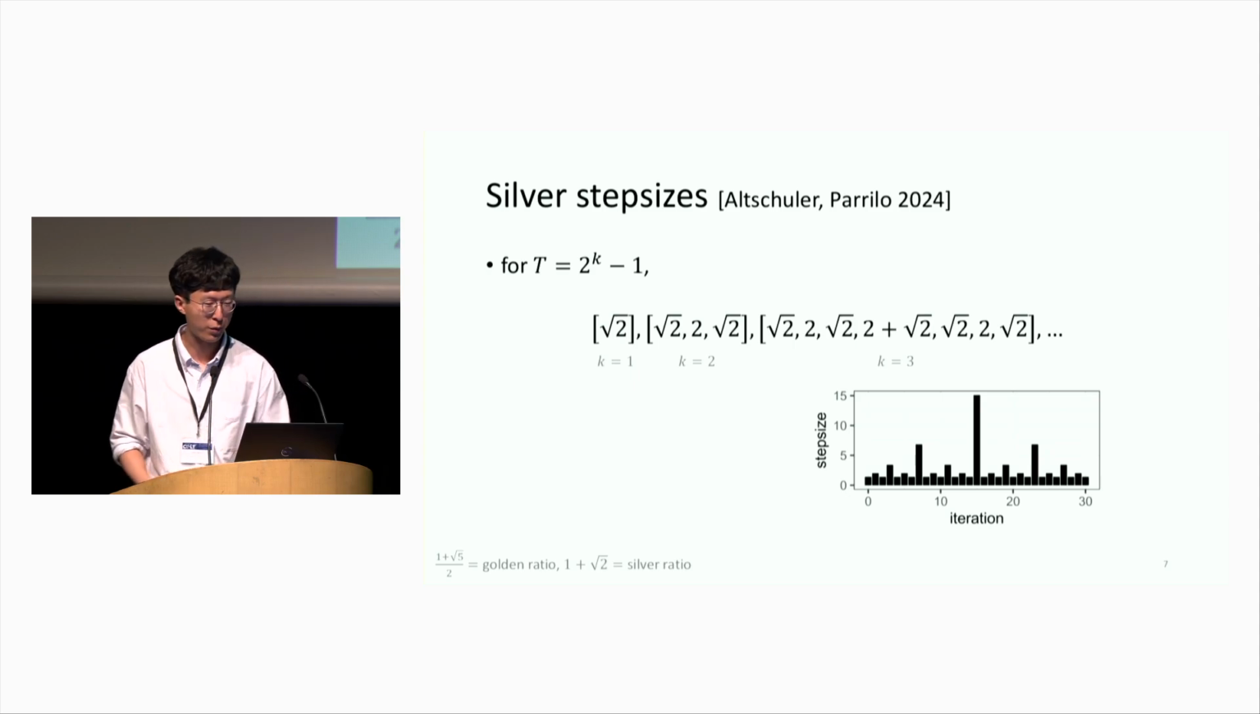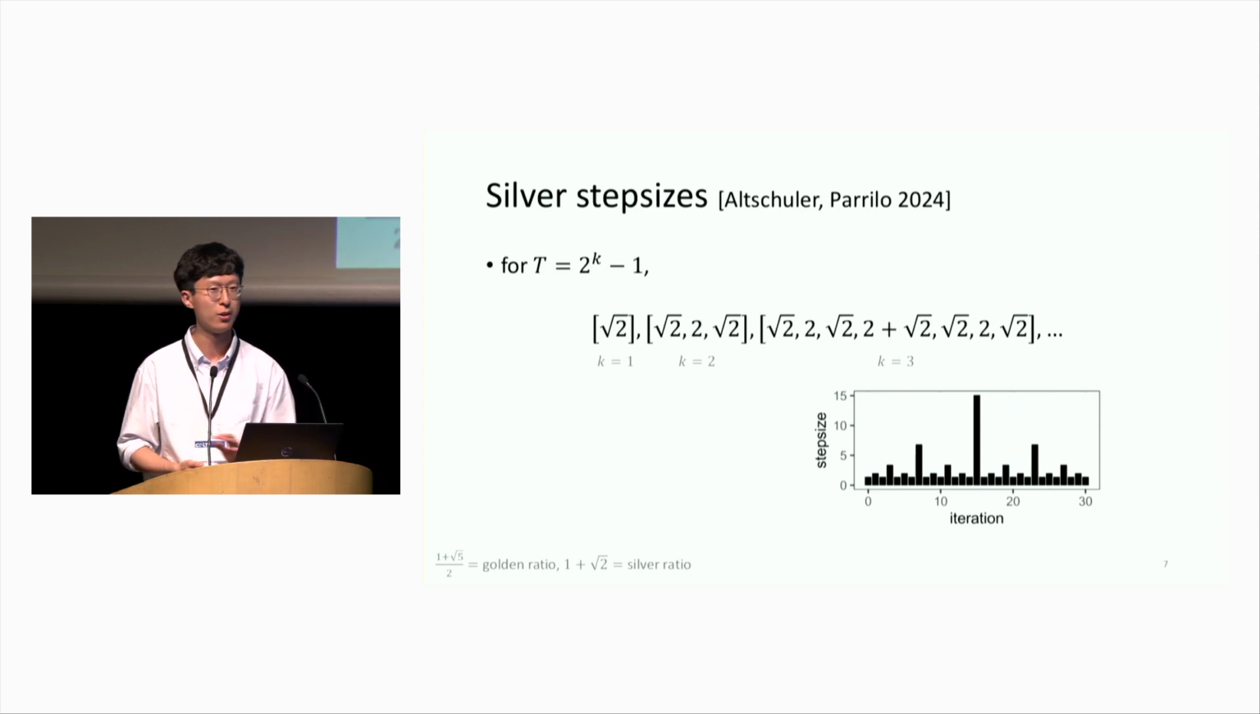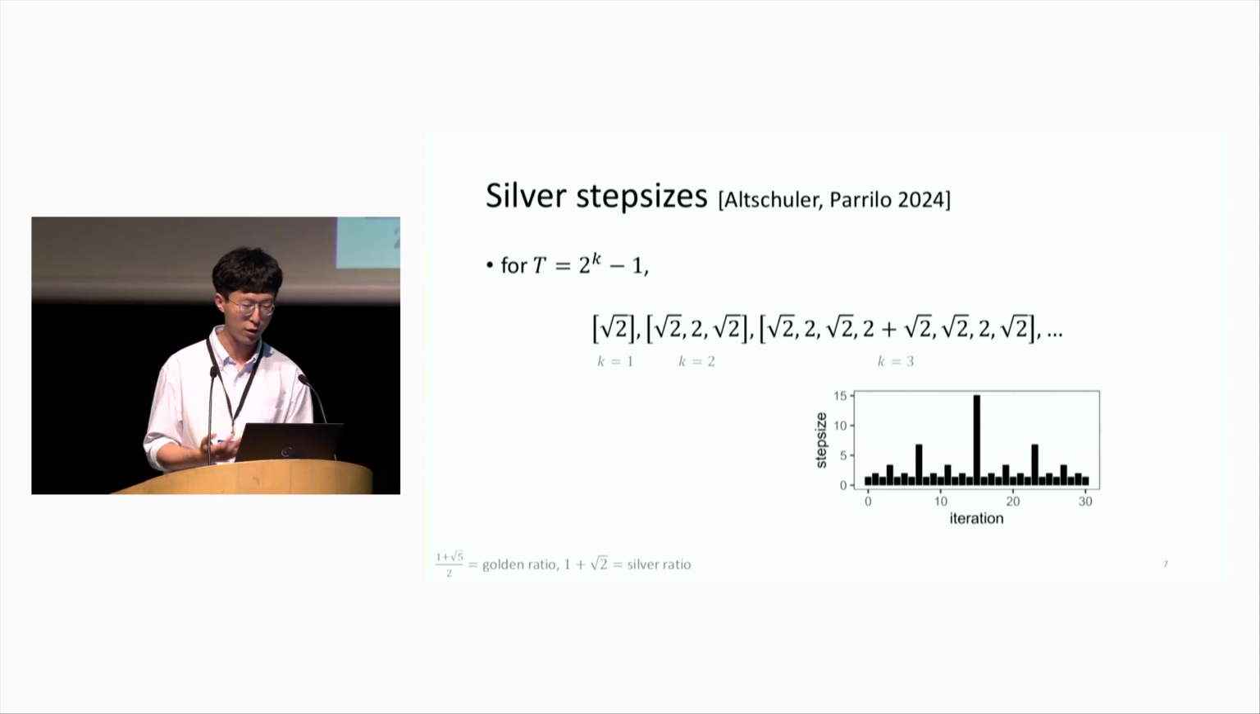So in this recent work by Altschuler and Parrilo, they introduced this sequence of step sizes called the silver step size. Here, we assume that the length is a power of 2 minus 1. I didn't write the precise definition of this step size. What I would just say is that it is based on powers of some value called the silver ratio, which is just a number, 1 plus square root 2. Instead, I draw a plot here, which shows a lot of interesting patterns.